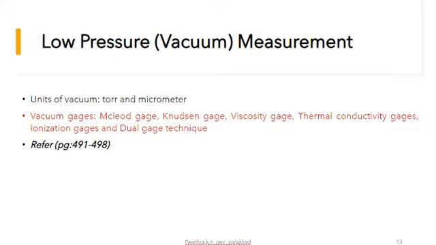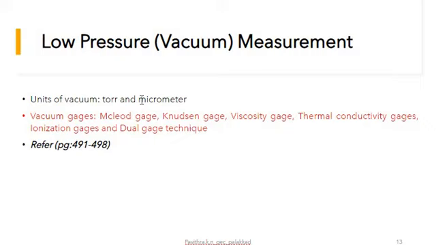Before that, I have told the units of vacuum, torr and micrometer. Here, what is torr? 1 torr is a pressure which is equivalent to 1 millimeter Hg at standard conditions, and 1 micrometer is 10 raised to minus 3 torr.